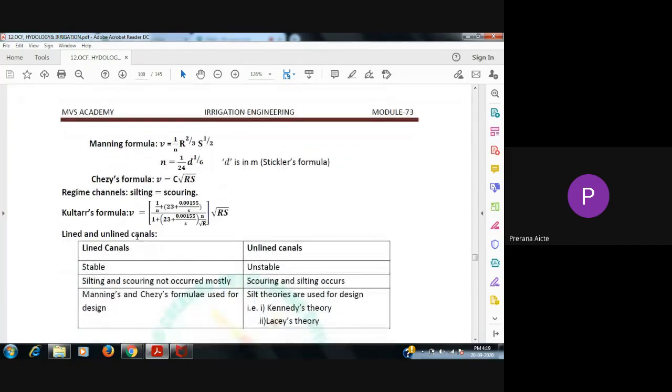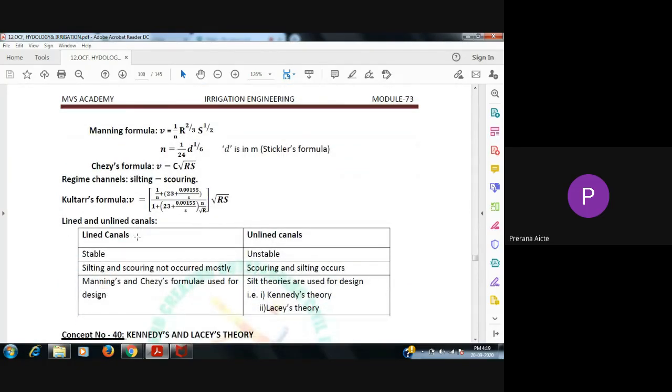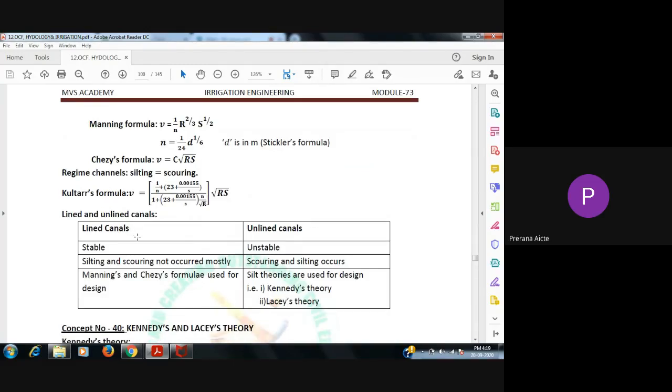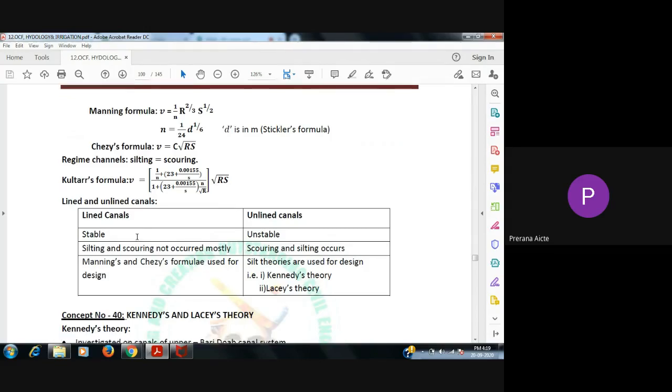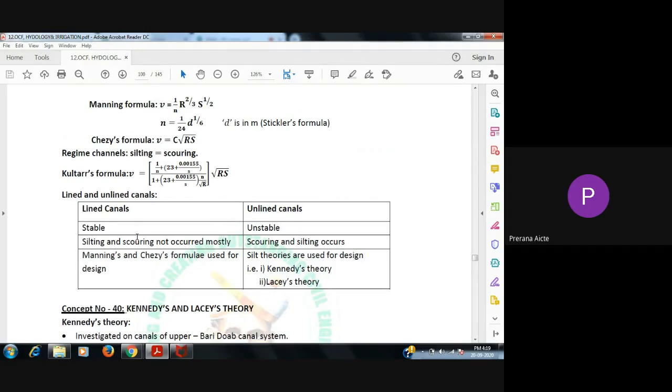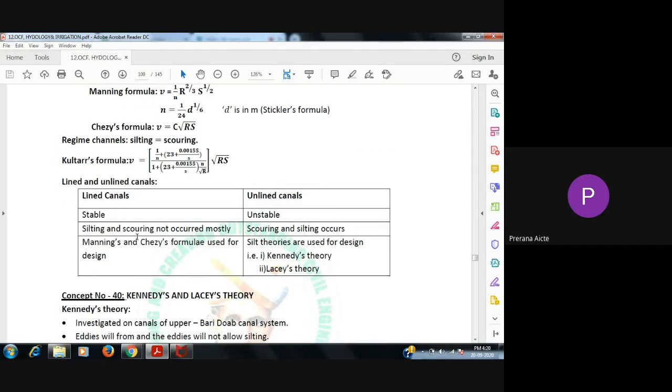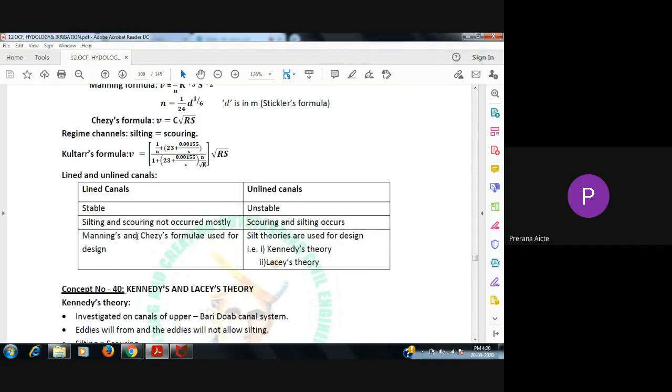So what is the equation for Manning's formula? V equals 1 by n R power 2 by 3 S power half. Of course, it was already studied in fluid mechanics also, just for recollecting. So Chezy's formula: V equals C root RS. In the case of regime canals, silting and scouring, these are two important things. Silting means formation of silts. Scouring means the sides are breached. So when you use Kutter's formula for calculation of C, this is Kutter's formula. Just recollect that: C equals (1/n + 23 + 0.00155/S) divided by (1 + (23 + 0.00155/S) n/root R), and then V equals C root RS.